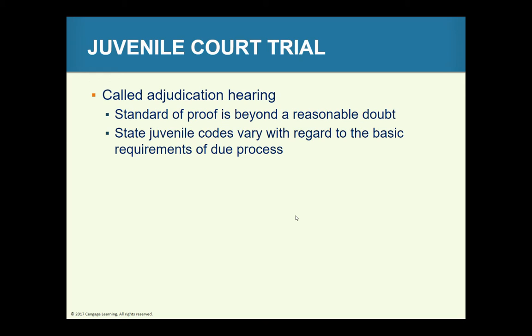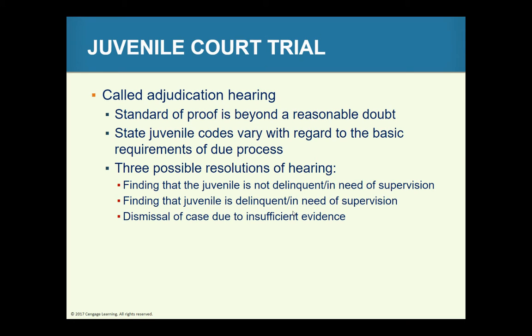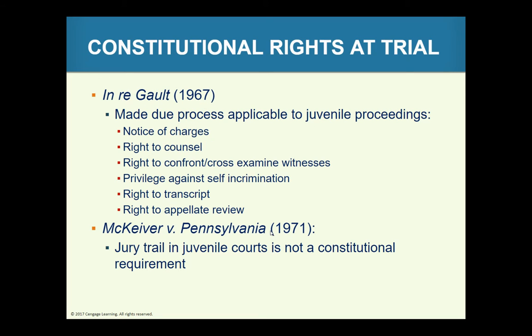So a judge makes a finding of fact that a child or juvenile is not delinquent and is not in need of supervision. The judge can also make a finding that the child or the juvenile is delinquent and is in need of supervision. Or the judge can dismiss the case and just say there's insufficient evidence or faulty evidence. A delinquency finding is not the same thing as a criminal conviction.